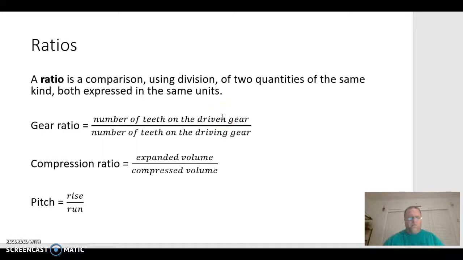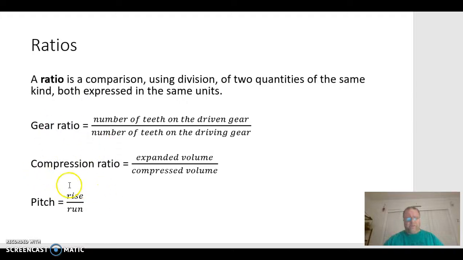First, we're going to take a look at what a ratio is and look at some examples of how we use ratios. So just reading from here, a ratio is a comparison using division of two quantities of the same kind, both expressed in the same units. There's a couple of requirements here, and we're actually going to do a problem a little bit later where we have to do a conversion on the units in order to get them to be the same. So this is what a ratio is.